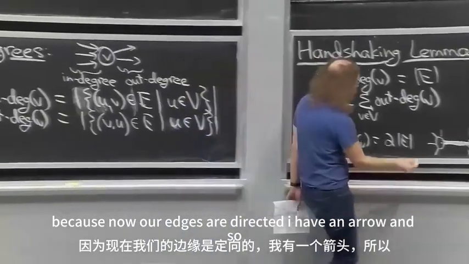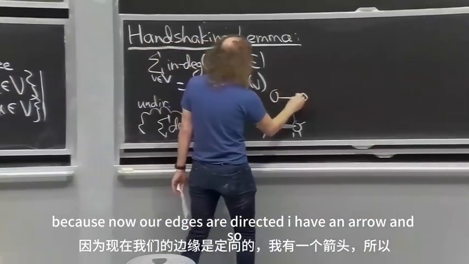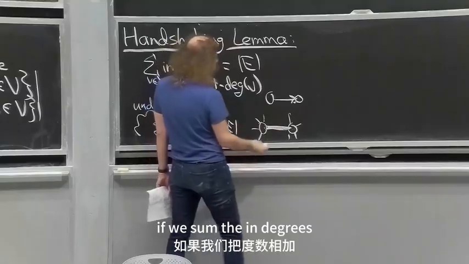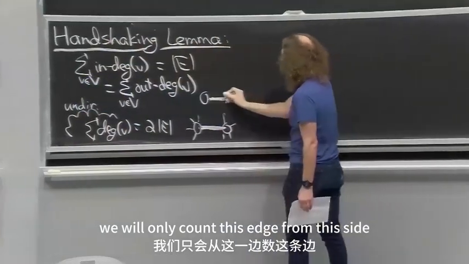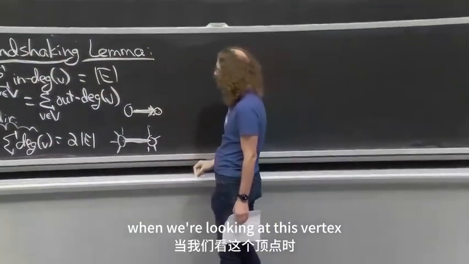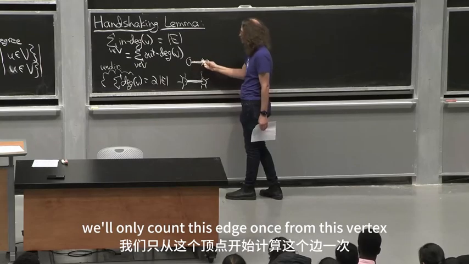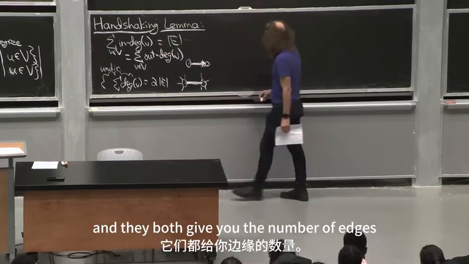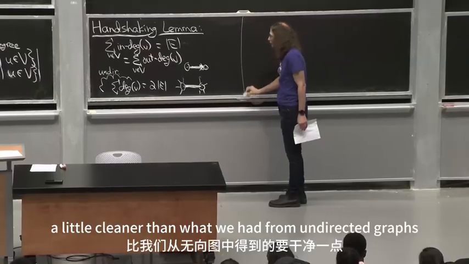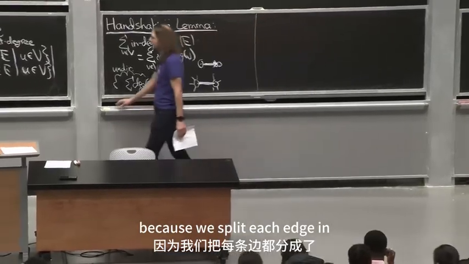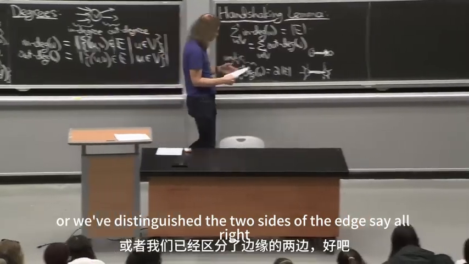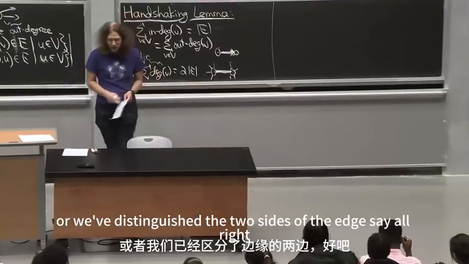Because now our edges are directed, they have an arrow, and so if we sum the in degrees, we will only count this edge from this side when we're looking at this vertex. If we sum the out degrees, we'll only count this edge once from this vertex. So these two sums are the same, and they both give you the number of edges. In some sense, a little cleaner than what we had from undirected graphs, because we've distinguished the two sides of the edge, I should say.